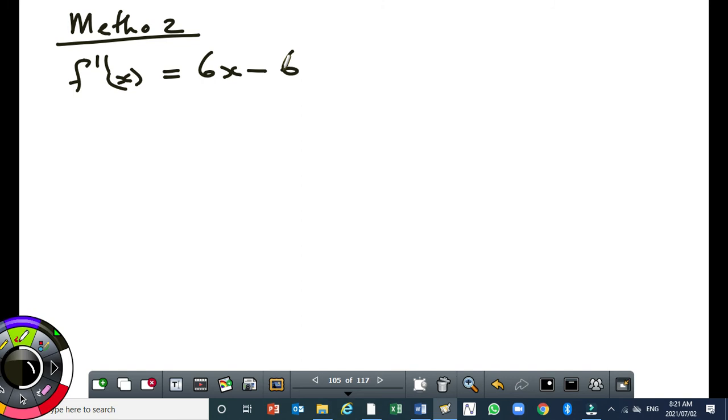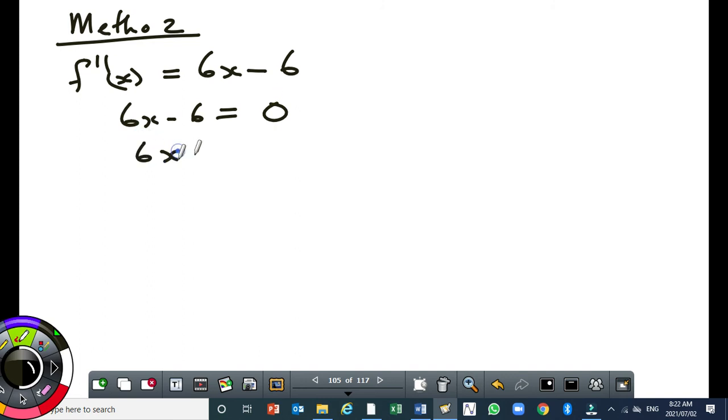Alright. I want you to pay attention carefully. So here we equate the derivative to 0. Why are we doing this? We want to determine the value of x at the point of inflection. Well, the value of x at the point of inflection is our reference point.